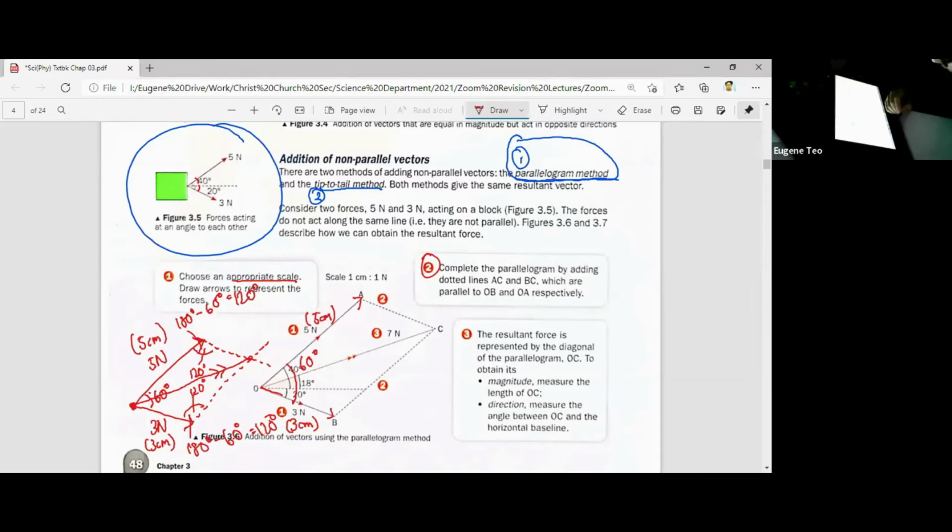The magnitude of the resultant force is actually the length. So if my scale is 1 cm is to 1 Newton, then when I measure here, it is 7 cm, so it will be 7 Newton. Okay? The angle can be this angle or it can be this angle. Any one of them will do. So this is just a quick revision on how to go about drawing the vector diagram itself.